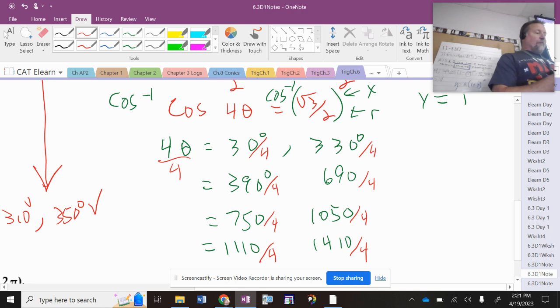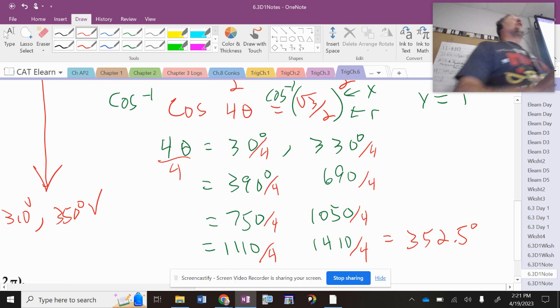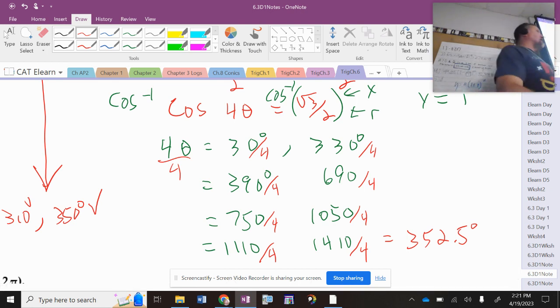1410 divided by 4, just to show you something, equals 352.5. Everyone say it, which is less than what? 360. All of these answers are going to be less than 360. They're between 0 and 360. This is why we do what we do.